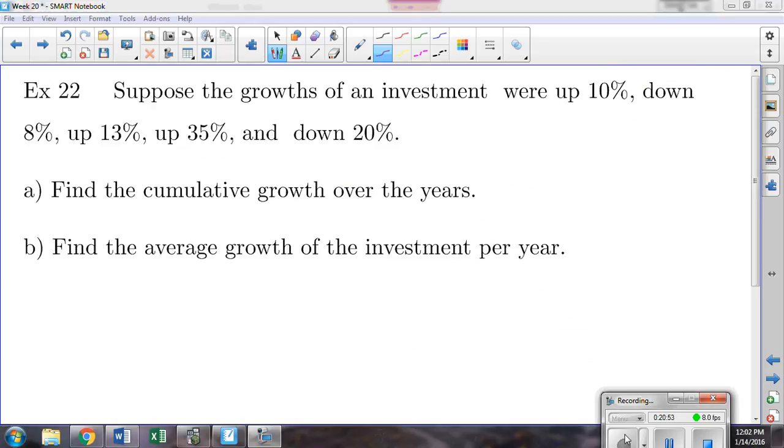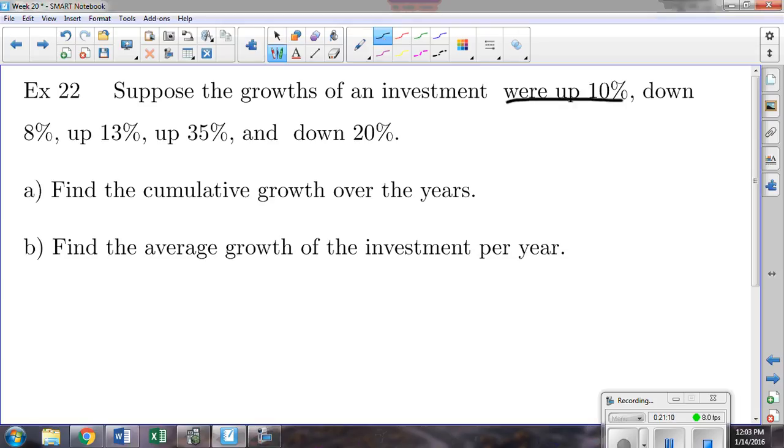In our last example, same type of thing. Find the cumulative growth and the average growth. So what were the growths? Up 10%. How do you write out up 10%? That's 1.1. Then you have down 8%. How do you write losing 8%? If you've lost 8%, how much have you kept? You're keeping 92%, so we'll take 0.92.